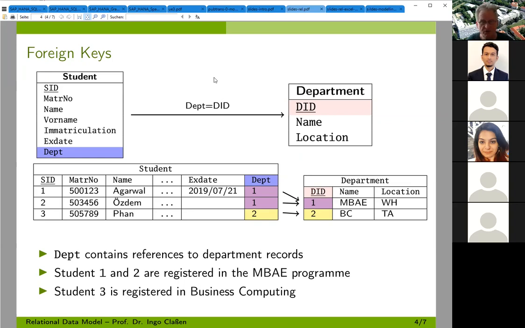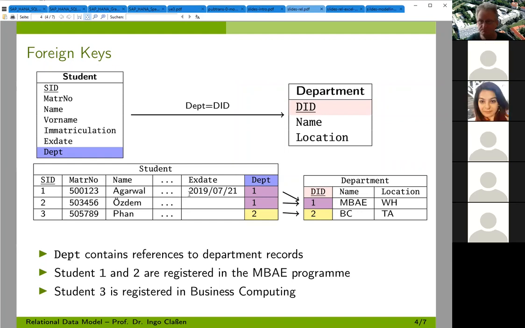Because if a student could belong to many departments and each department could have many students, we would have what is called a many-to-many relationship. We will later on see how to model many-to-many relationships. So from a conceptual point of view, we can distinguish one-to-one, one-to-many, many-to-one, and many-to-many relationships.